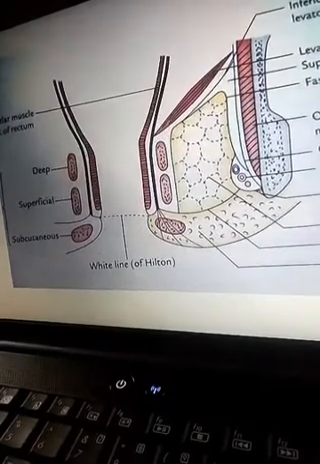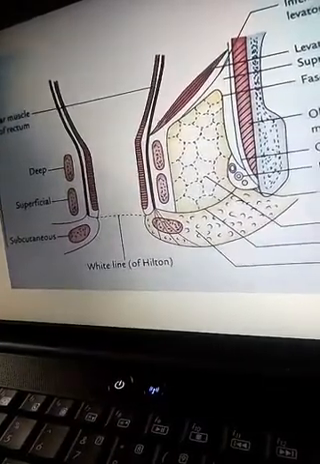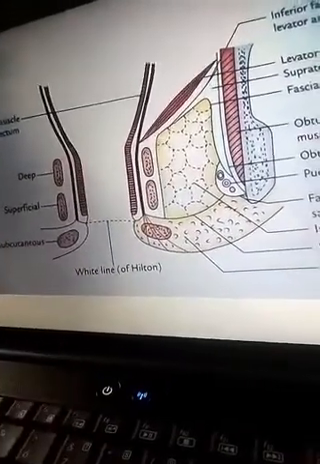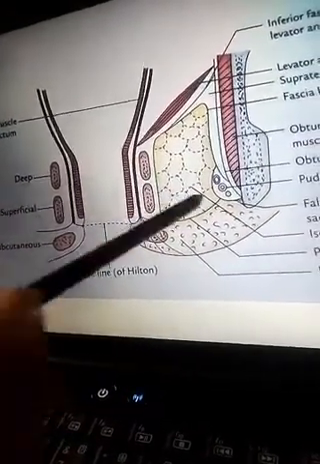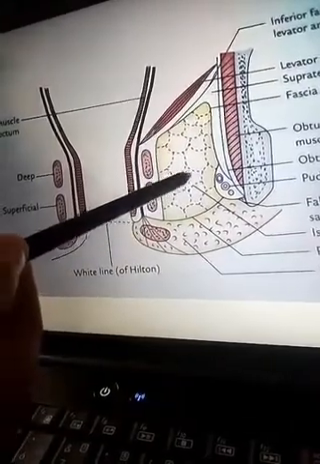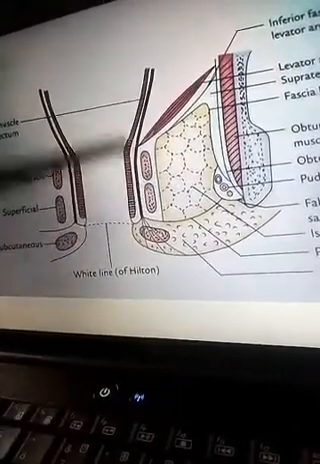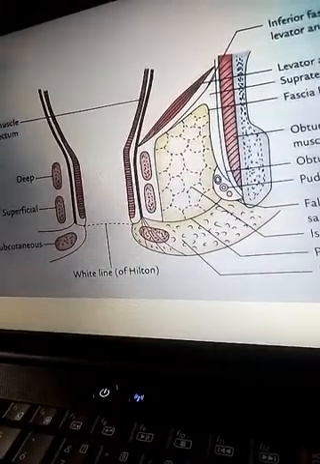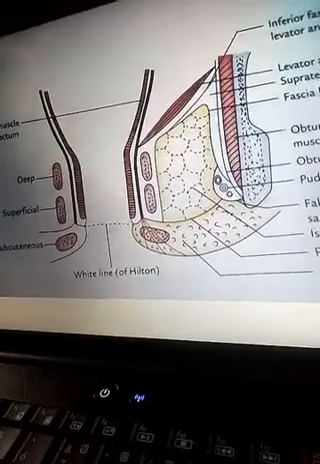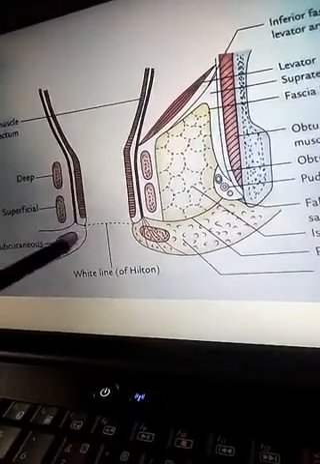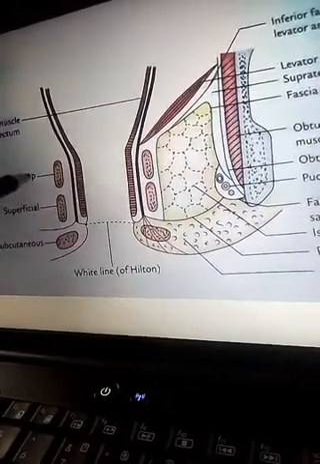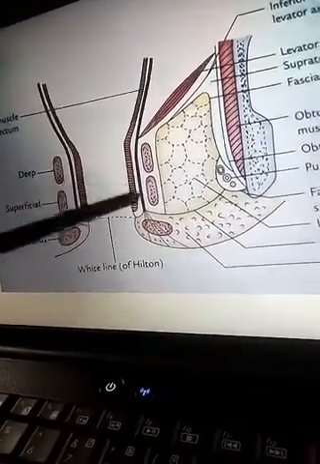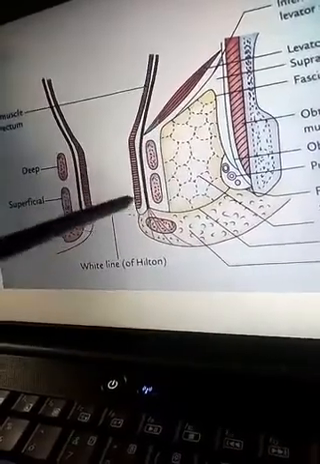Now the contents of the ischiorectal fossa. First is the ischiorectal pad of fat. Second, inferior rectal nerves and vessels running from the lateral to the medial side. Now another content is the perineal branch of the fourth sacral nerve, which enters the posterior angle of the fossa running over levator ani to reach the sphincter ani, which it innervates.